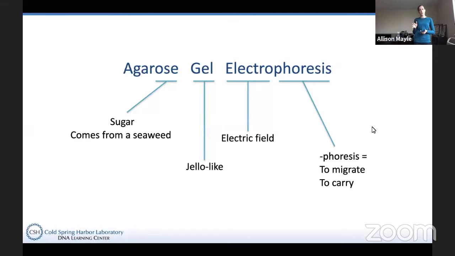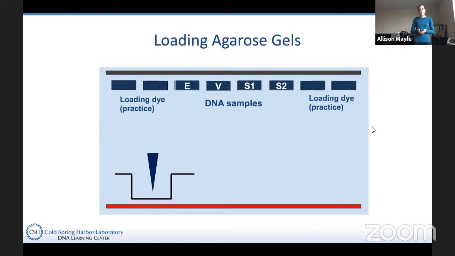What do you think we're going to migrate through this gel? Well, the thing we've been talking about, our DNA. So we're going to migrate our DNA fragments through the gel in gel electrophoresis. Okay. So before I talk about loading, I just want to show you what the gel looks like. So I'm going to stop sharing my screen.